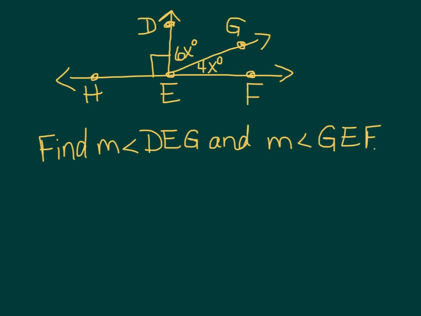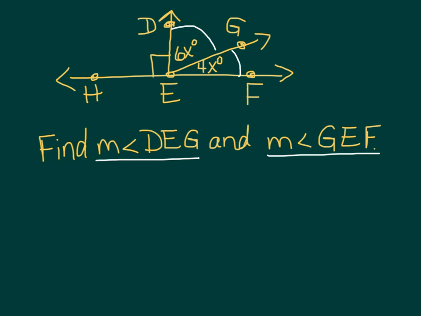Let's do one last review problem. If you are given a diagram such as this one, and you are told to find the measure of angle DEG and the measure of angle GEF. Okay, DEG is this angle right here that they have labeled as 6x, and GEF is this angle that they have measured as 4x. Well, let's figure out a few things.